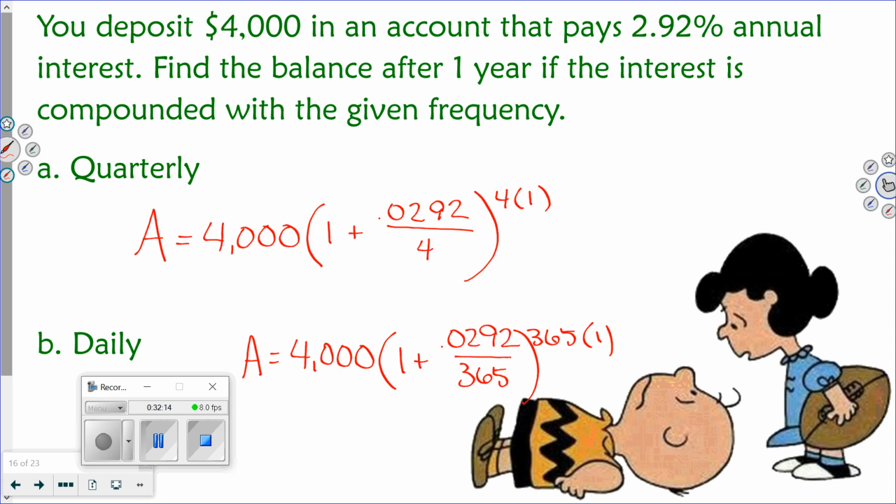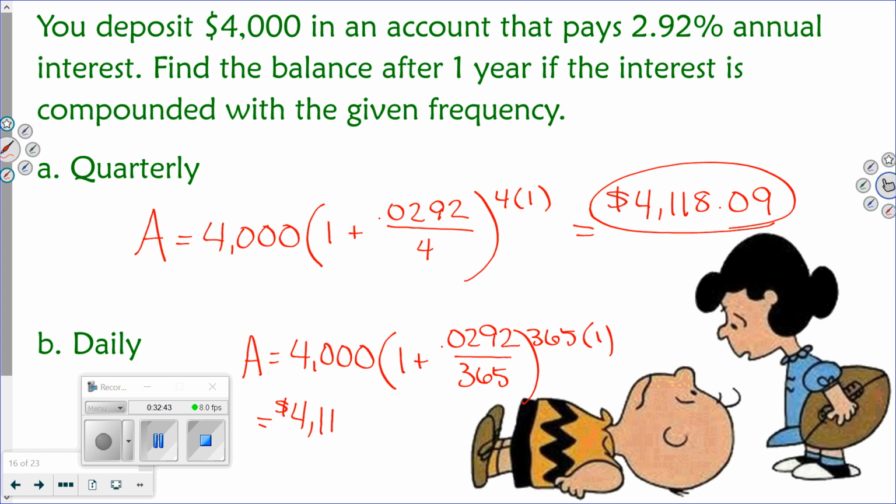All right, guys, so let's go ahead and check how you did. So quarterly is 4 times a year, and how long are we looking at? How many years? Just one. So find the balance after 1 year. So for quarterly, you should have gotten $4,118.09. Check your change, you should have rounded that. And then for daily, $4,118.52.